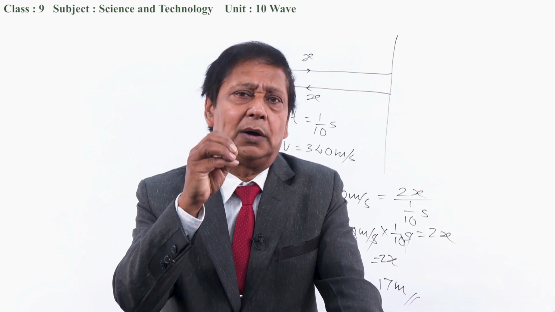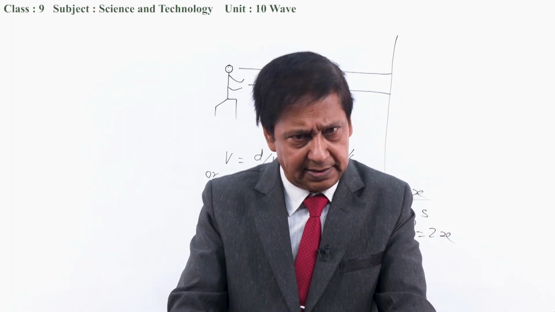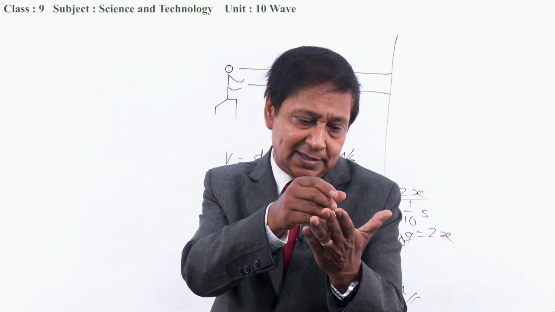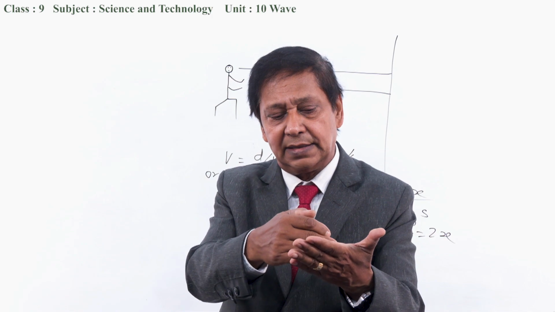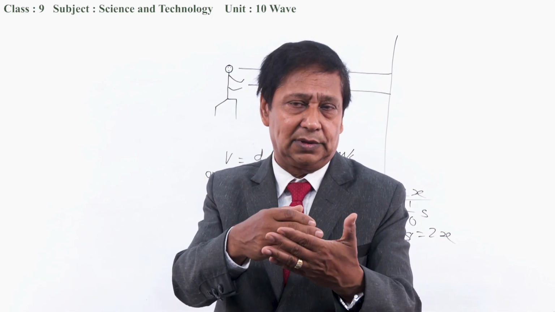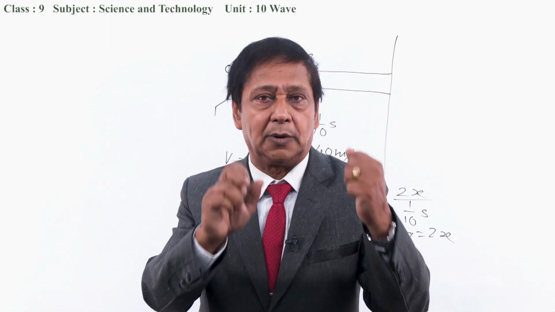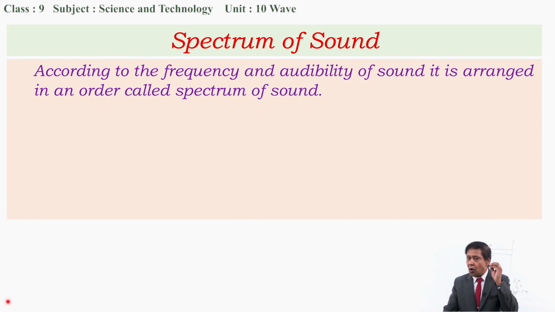Now I want to tell you about the spectrum of sound, the order of sound, what it is. Actually, spectrum of sound means sounds are arranged in order according to their frequency and audibility, and this is called the spectrum of sound. We can say that according to the frequency and audibility of sound, it is arranged in an order called the spectrum of sound. What is its order?